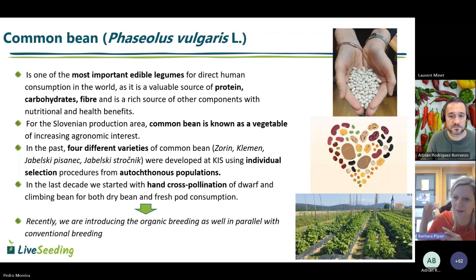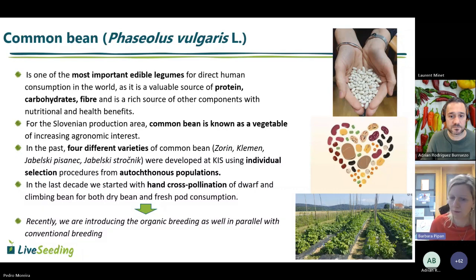So Slovenia is the middle of Europe, and our people are very keen to grow beans, to cook beans, to use beans, and to eat them in any possible combination. So that's why it's very important in this Central European part for different purposes.